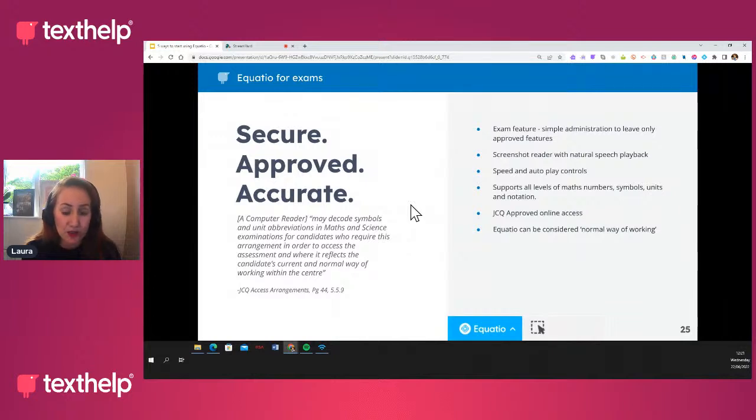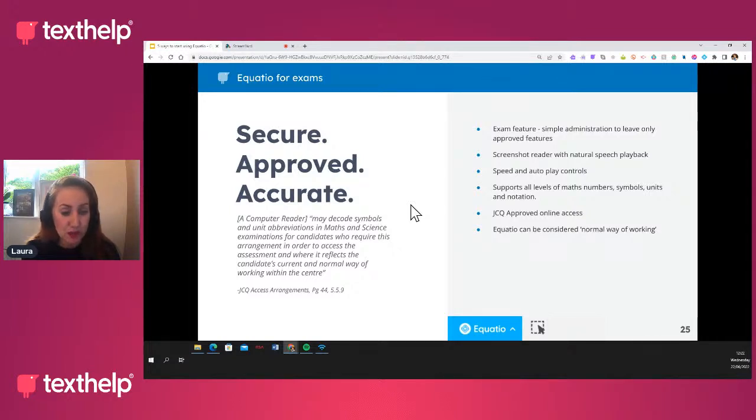Equatio exams is a secure, approved, and accurate computer reader. So as I said, this might be new to some people. Some people aren't even aware that you can do this. So what I've done is I have pasted the JCQ access arrangements insert and put the page number there as well.